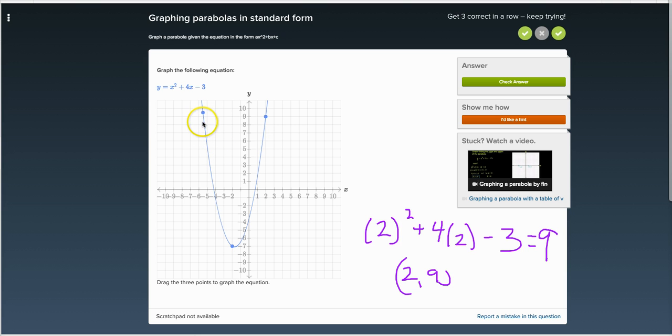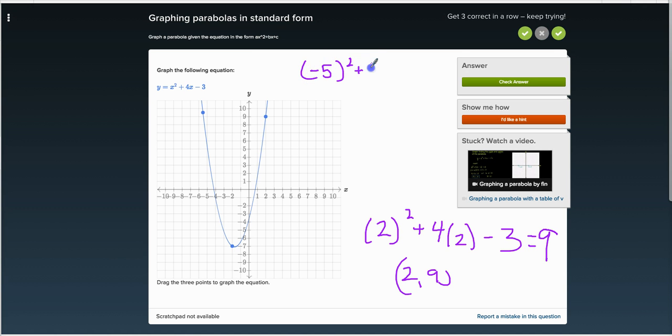Here I'm going to do negative 5, and I could have chosen anything. Any point will work as long as it gives you the general shape that you want, but negative 5 seems like a place I could go. So I'll try that. Negative 5 squared plus 4 times negative 5 minus 3. So negative 5 squared will be 25, of course. Make sure you put this in parentheses. Minus 20 minus 3. So when I plugged in negative 5, I ended up getting 2. That matters.